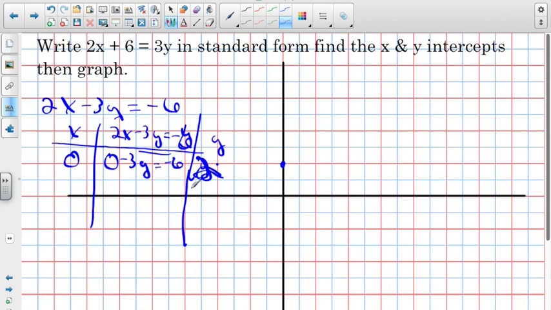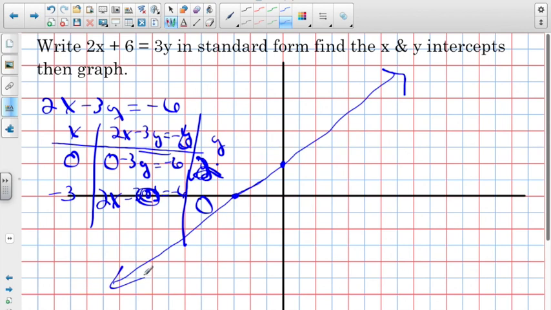Now, let's make my y value equal to 0 and find out what my x value is going to be. In that case, it's going to be 2x minus 3 times 0 is equal to negative 6. Well, that's a 0. So what do I have to multiply 2x by to get negative 6? I have to multiply by negative 3. So when x is equal to negative 3, y is equal to 0. There's my 2 points, and so there becomes the equation of my line.